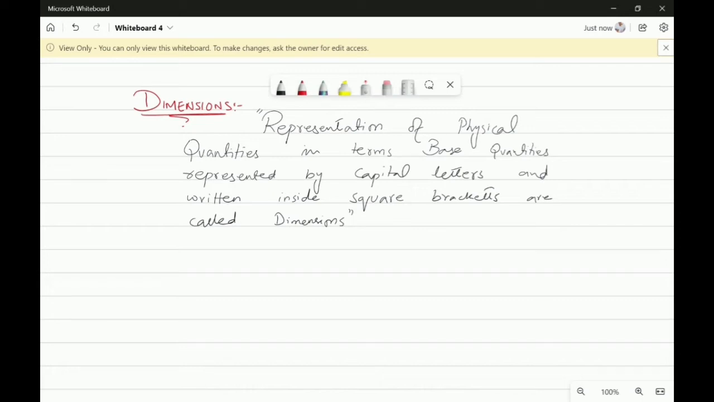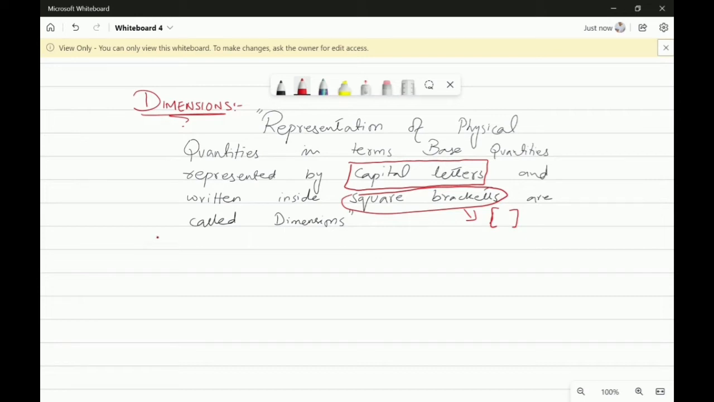Now, if you look at this definition, two things are clear to us: the main dimensions that we will be using at your level will be represented by capital letters, and these must be written inside square brackets. And a square bracket looks like this.